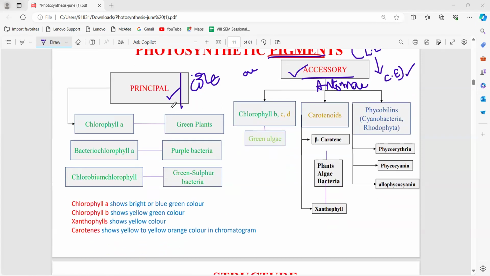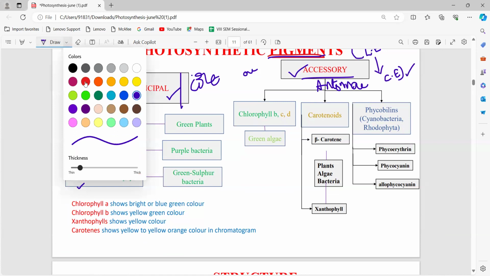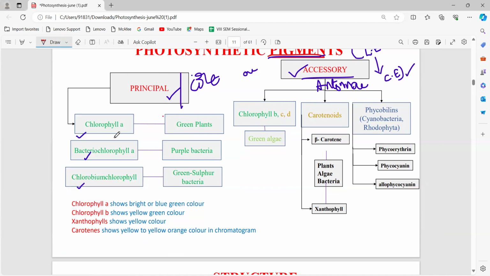Okay. Now, listen, every one of you. All these principal pigments are broadly categorized into three types. So no point of confusing. Number one is called chlorophyll A. Number two is called bacteriochlorophyll A. Number three is called chlorobium chlorophyll. So friends, what is the major fundamental difference between chlorophyll A, bacteriochlorophyll A, as well as the chlorobium chlorophyll?